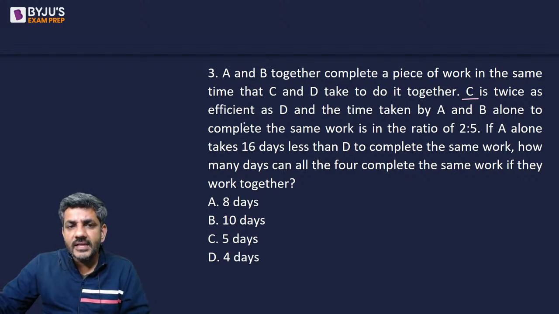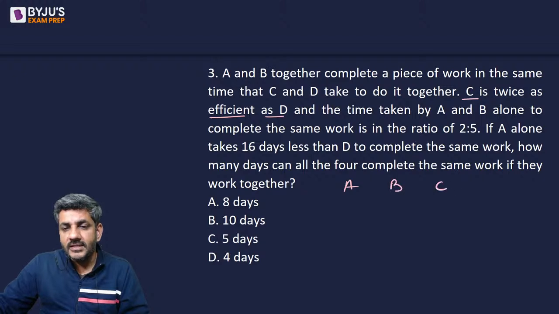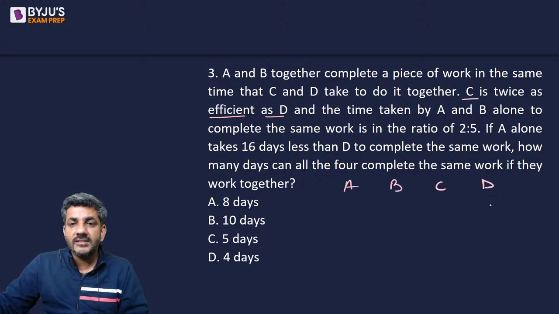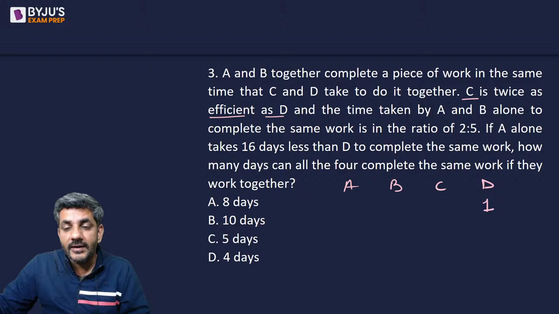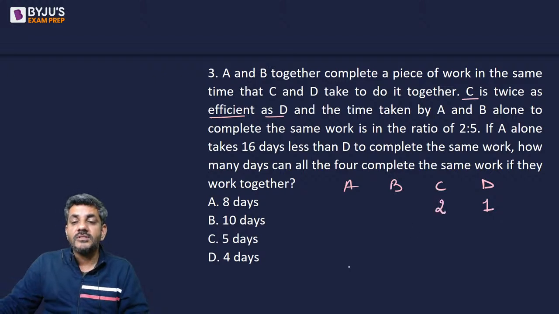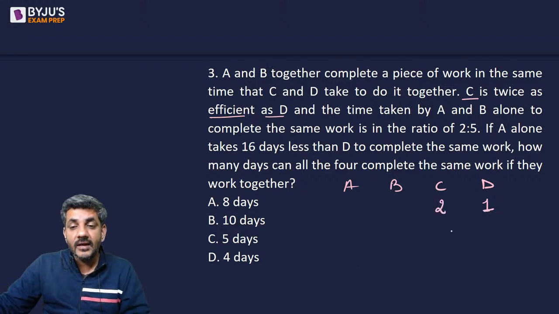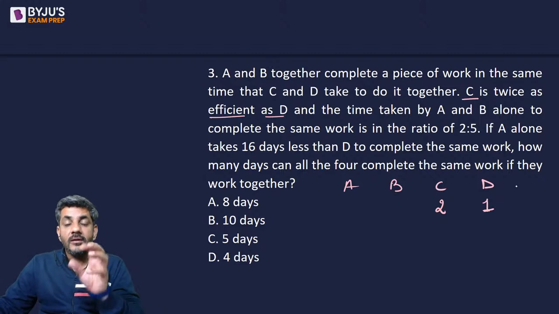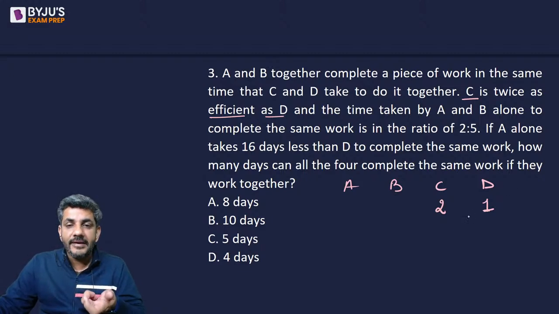C is twice as efficient as D. So let us say if I talk about A, B, C, D, C is twice as efficient as D. That means if D makes 1 unit, C makes 2 units, because C is twice as efficient as D, right? Efficiency लिख रहा हूं यहाँ पे. So total efficiency of C and D is 3. So total efficiency of A and B should also be 3, right? Their efficiency total should also be 3.